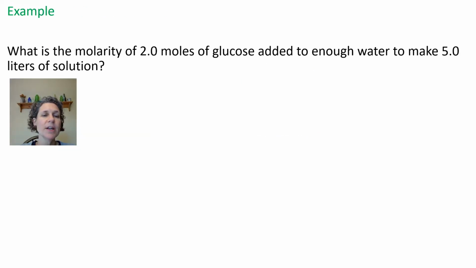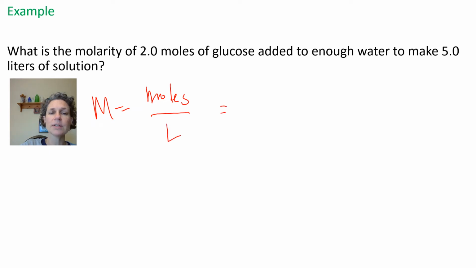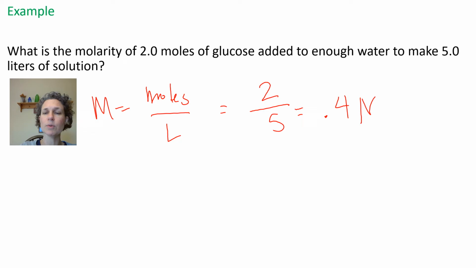Okay, so what is the molarity of 2 moles of glucose added to enough water to make 5 liters of solution? So we just said molarity is moles over liters. So I have 2 moles and I have 5 liters. So 2 divided by 5 is 0.4, and the unit for molarity is capital M. There can be a few more steps to this. If I had given you grams of glucose, you would have to convert it to moles. If I had given you milliliters, you would convert it to liters. We've done all of that. It's just putting it all together.